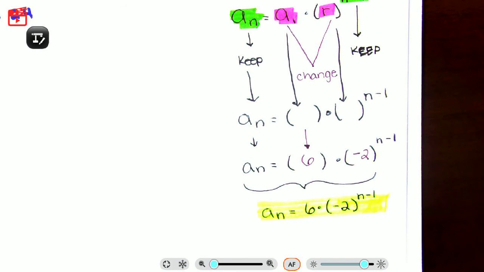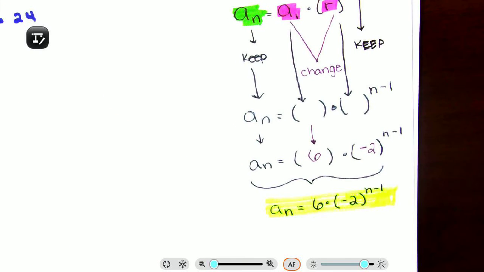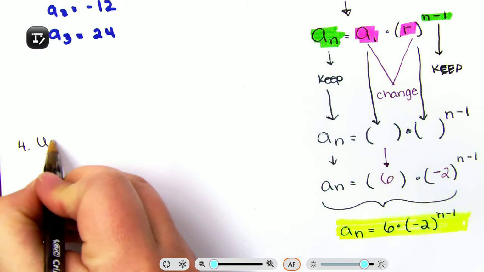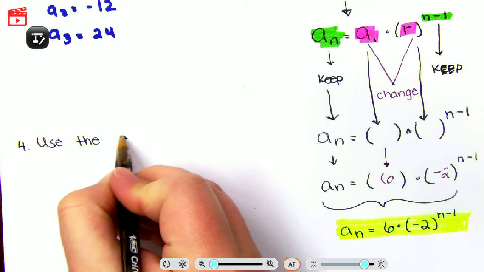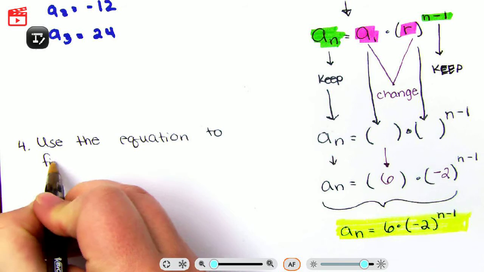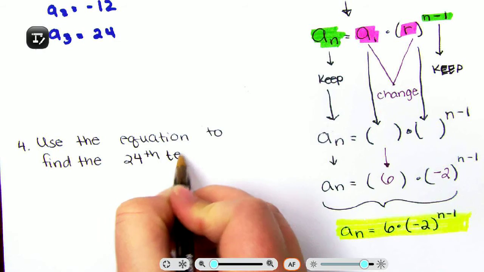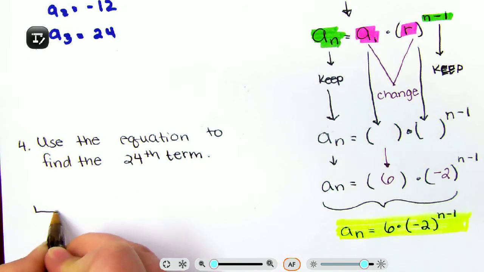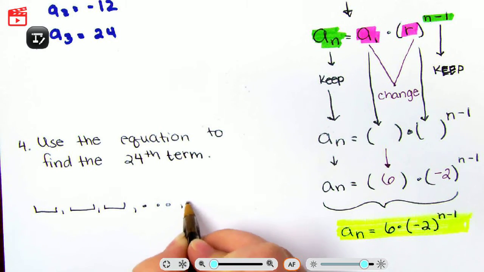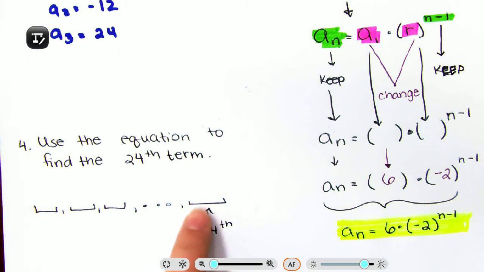Now, what's really cool is we can use this equation now to solve for a different number. So I'm going to say use the equation to find the 24th term. What that means is I have 1, 2, 3, and so on, up to 24, the number in the 24th position.